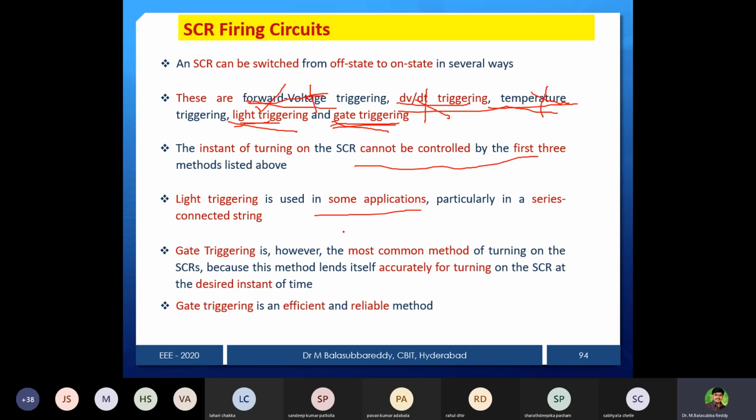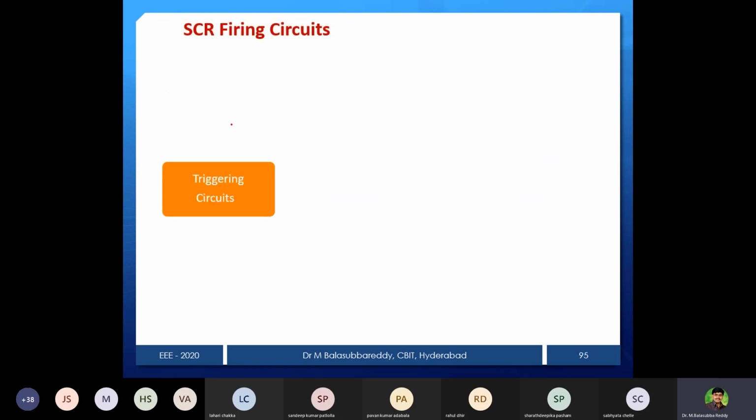So for turning on the SCR accurately at a desired instant, we can use gate triggering. It is an effective and reliable method to give the firing pulses at any instant, from 0 to 180 degrees. That is our firing angle range. But some of the methods may not control up to 180 degrees. That is a drawback. To overcome that, we go for some other method. Like that, we have different methods. Firing circuits and triggering circuits are both the same. Don't get confused in the exam. In some cases they ask you to explain the firing circuits or triggering circuits; both are the same.